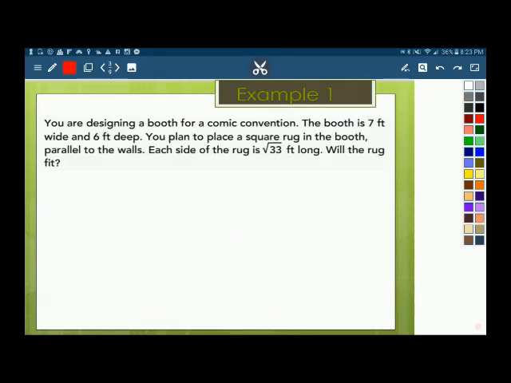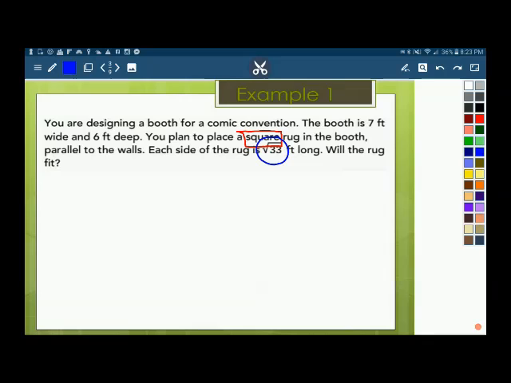So let's take a look at the first example. It says you're designing a booth for a comic convention. The booth is 7 feet wide and 6 feet deep. You plan to place a square rug, keyword square there, in the booth, parallel to the walls. Each side of the rug is root 33 feet long. Will the rug fit?